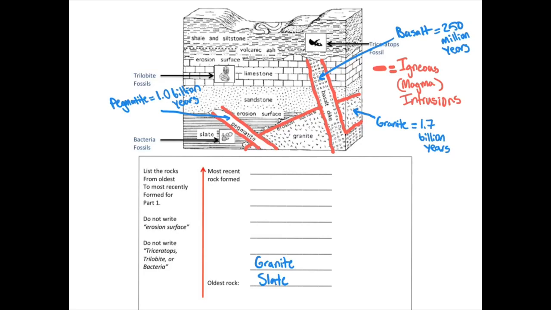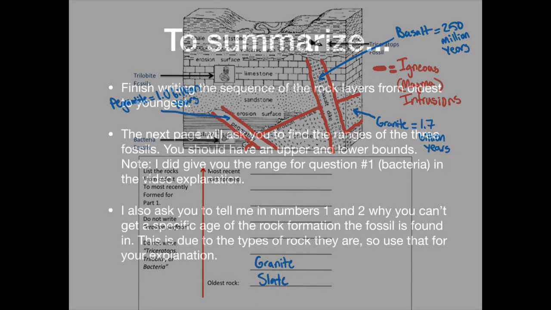You're going to fill out the rest of this sheet. Then you should be able to finish answering question 1 on the page below, and then move on to question 2, which talks about the trilobite fossil. Limestone is a sedimentary rock, so you're going to have a different explanation as to why you can't find an age of that. And then the triceratops fossil.